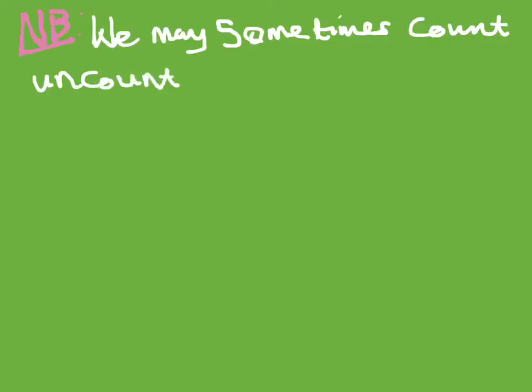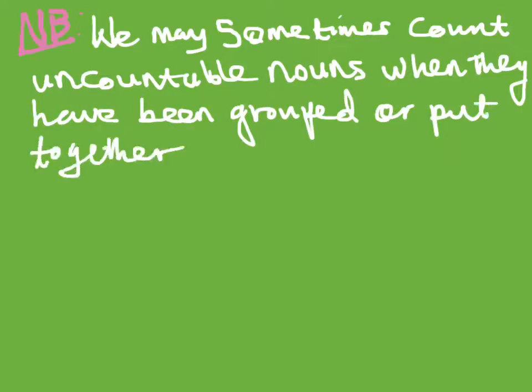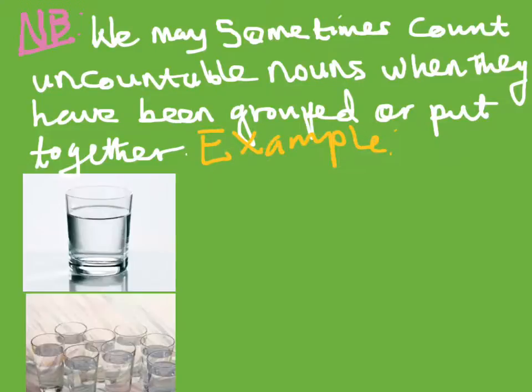However, we should take note that we may sometimes count uncountable nouns when they have been grouped or put together. When they have been put together, they become countable. For example, we could say a glass of water. You can also say here we have 1, 2, 3, 4, 5, 6, 7, 8.